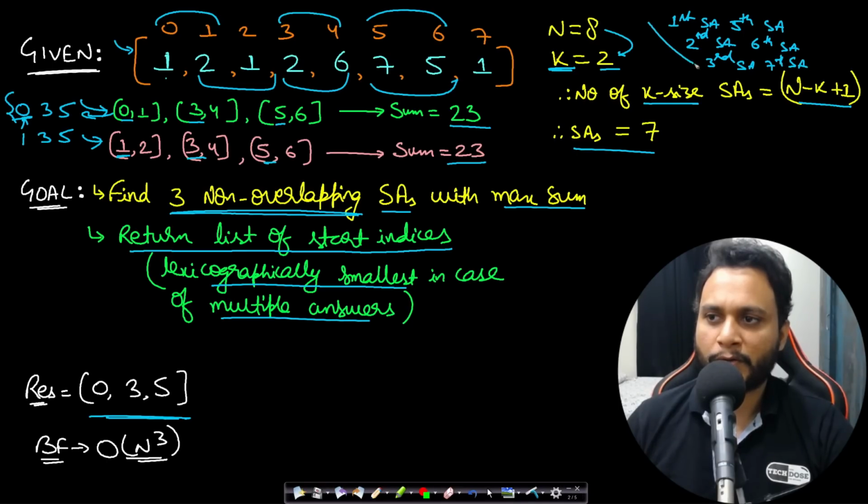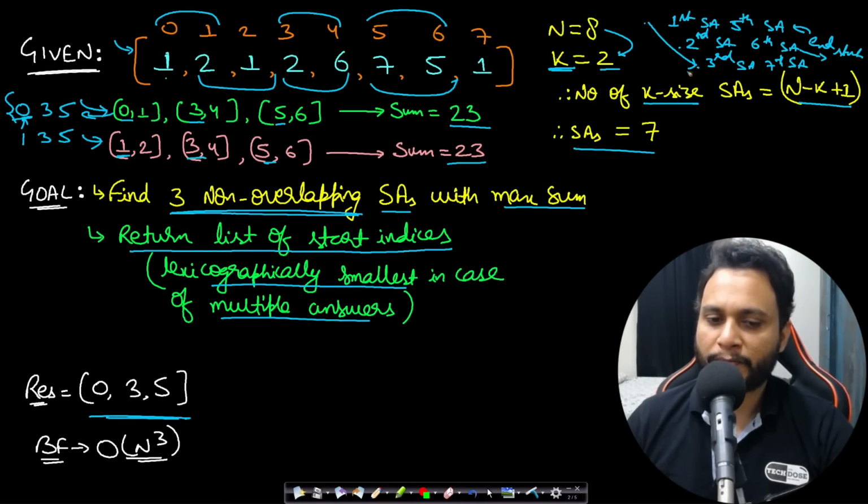So we need to run 3 loops, and we need to check that the end of the previous subarray must be less than the start of the next subarray. That means they will be non-overlapping. And you need to find 3 such subarrays which are non-overlapping, and we need to maximize the sum and track the indices.